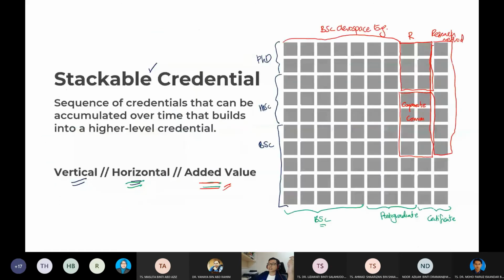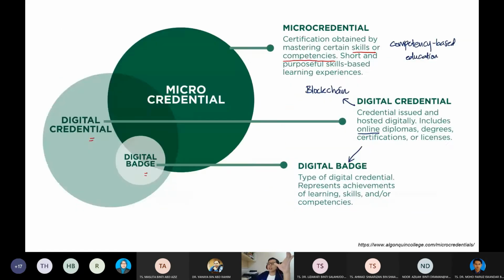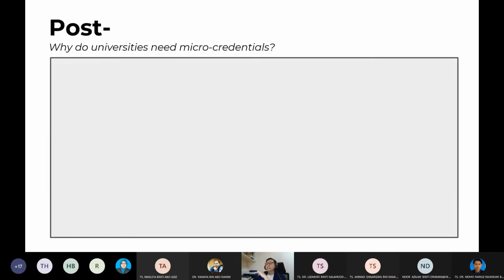Alternative credentials. So let's look back at the previous slides. TNL students from traditional online, left behind by other HEIs, different from MOOC. To go for lifelong learning, we need to generate money. I'll show you the money they are making afterwards. It's ridiculous. Upskilling and reskilling, customized learning. So can we add some more based on just these few slides? Why do universities need micro-credentials? Do you have any new opinion on this one?